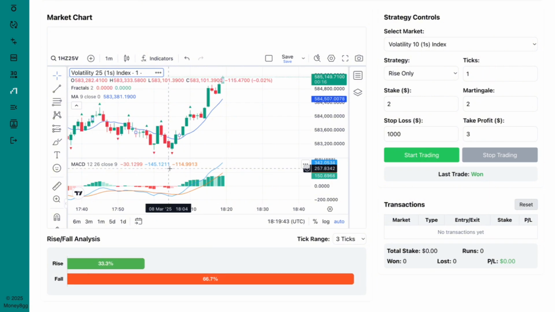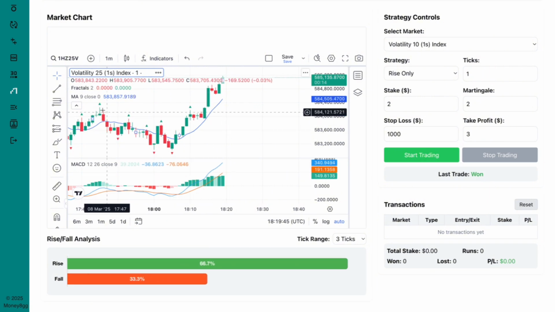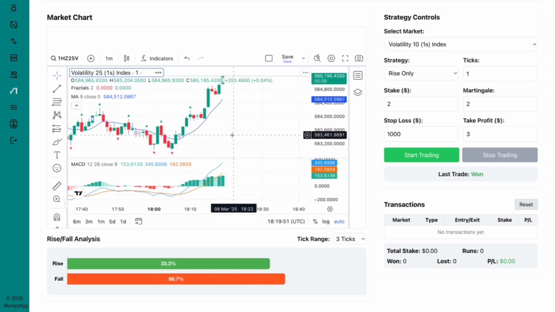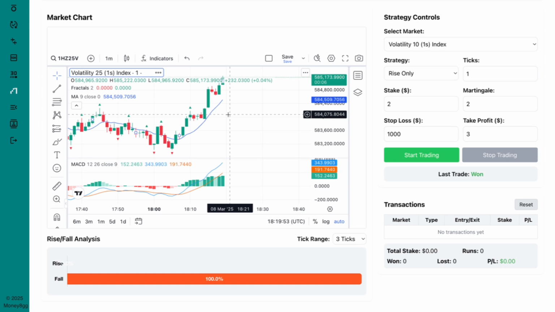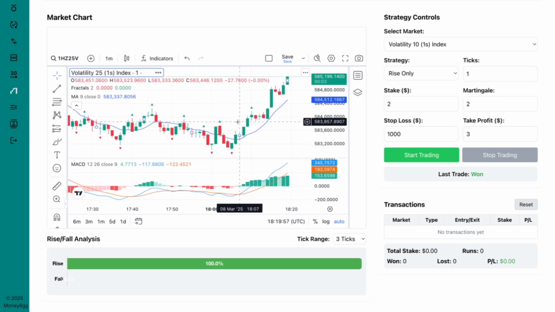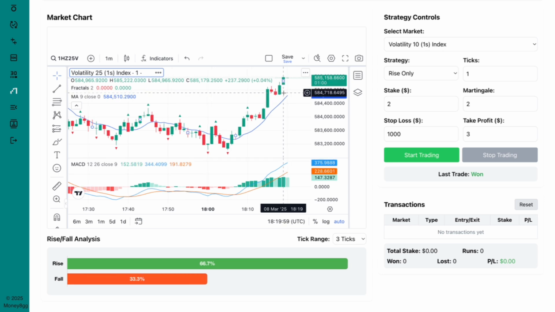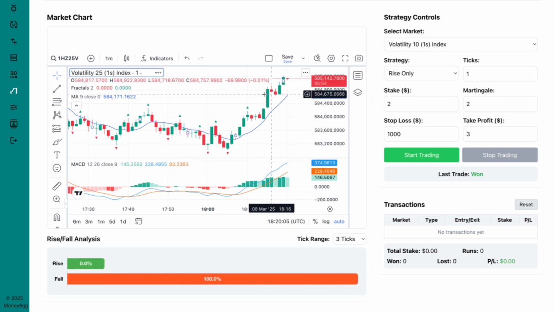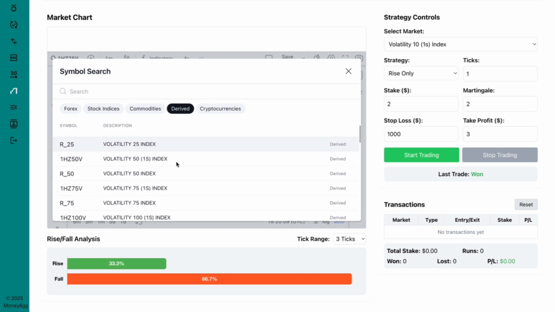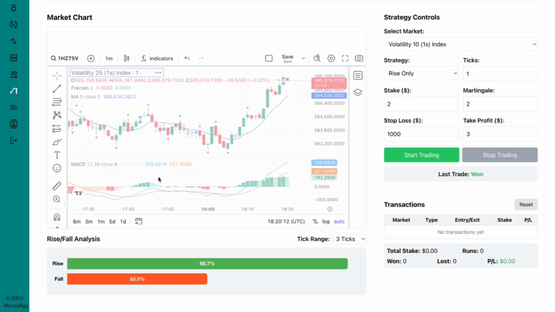Yeah, man. So let's just wait, and then this analysis tool here just takes the tick range, the last three ticks. It tells us if it's a rise or if it's a fall. Sometimes on indices you see this bar may be green, but the market may have shot up, then starts going down. So that's the dynamics you need to understand when you're trading these synthetics.